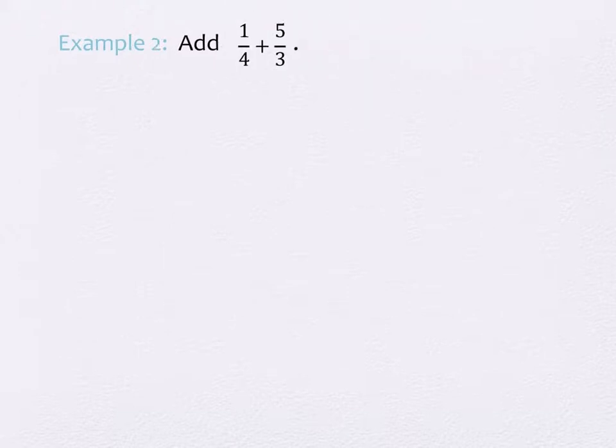All right, let's try another one. These don't have common denominators, right? No, they don't. So let's talk about this one from a visual sense. I'm going to multiply 1 times 3 to give me 3, plus 4 times 5 to give me 20, and then 4 times 3 to give me 12.